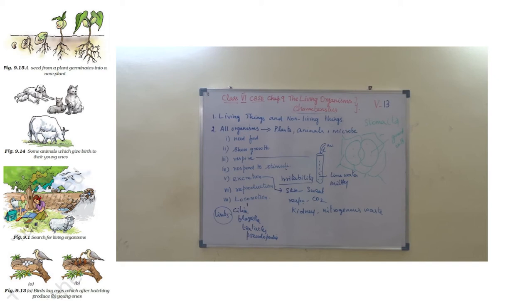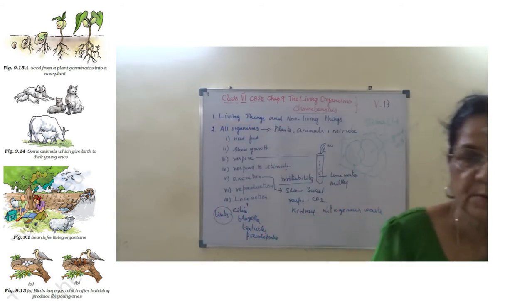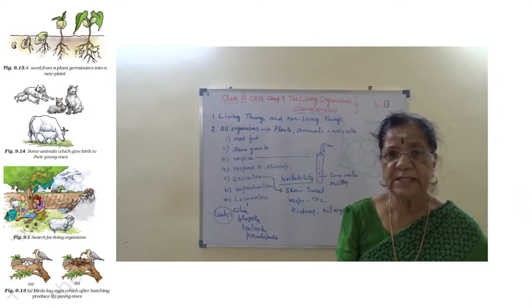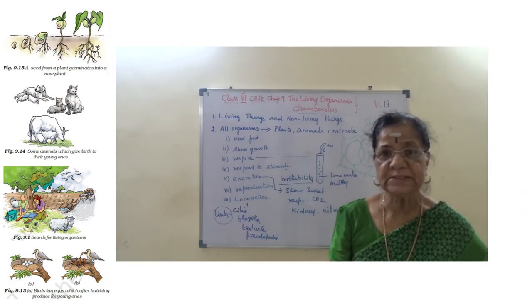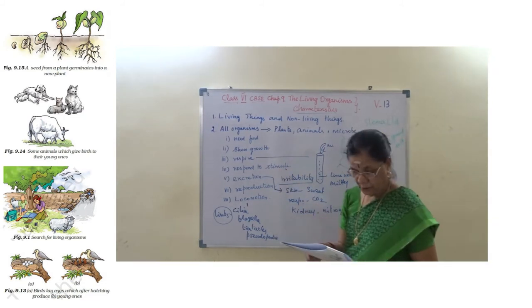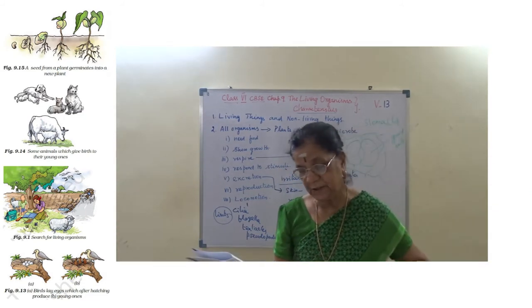Are you able to see the stomata structure? Can you see the stomata structure? Okay, they are meant for exchange of gases for photosynthesis and respiration. Right? The next characteristic, organisms respond to stimuli.